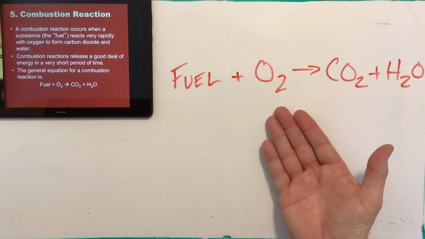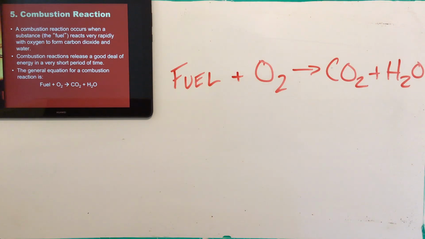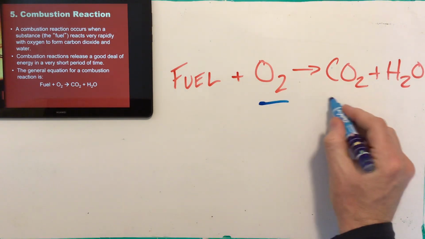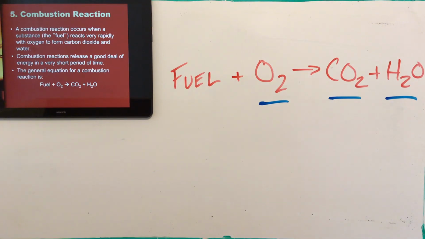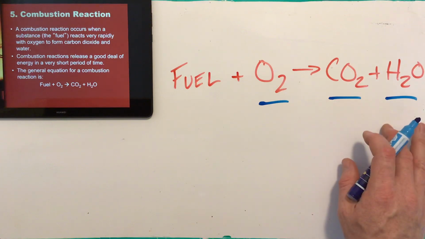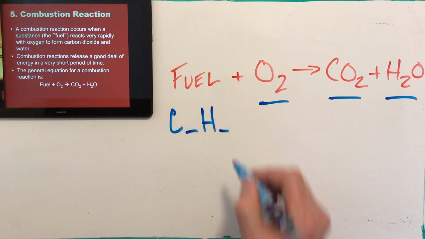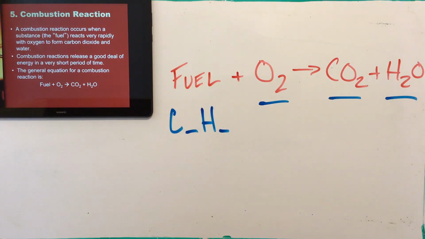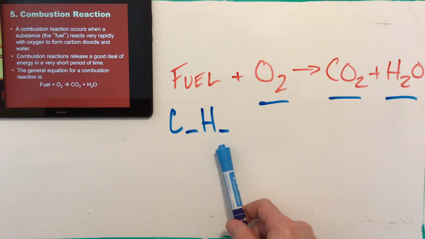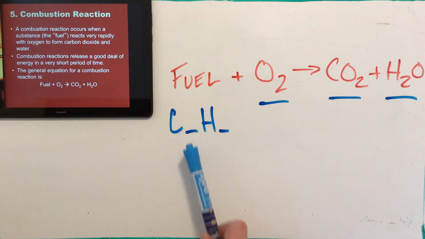Our general equation, well, we've already got that written down here, is a fuel and oxygen giving us CO2 and H2O. And these three things right here, this is what we're always looking for. Something plus oxygen giving us these two products. And the fuel quite often has this type of formula. It's a hydrocarbon. A hydrocarbon has just two elements, hydrogen and carbon. And we can see here that these numbers, I've left them blank, and that's because different hydrocarbons have different formulas, right?